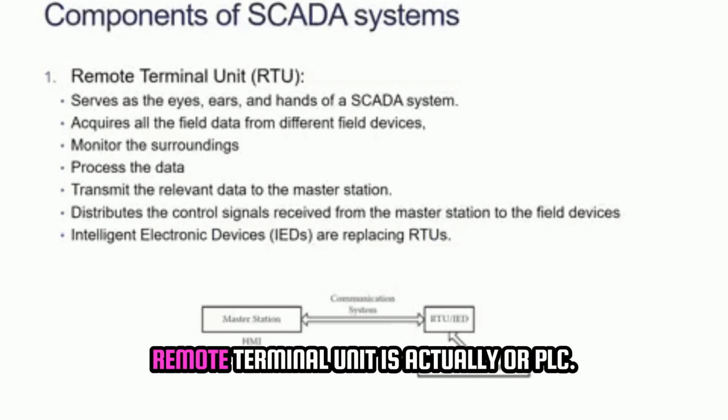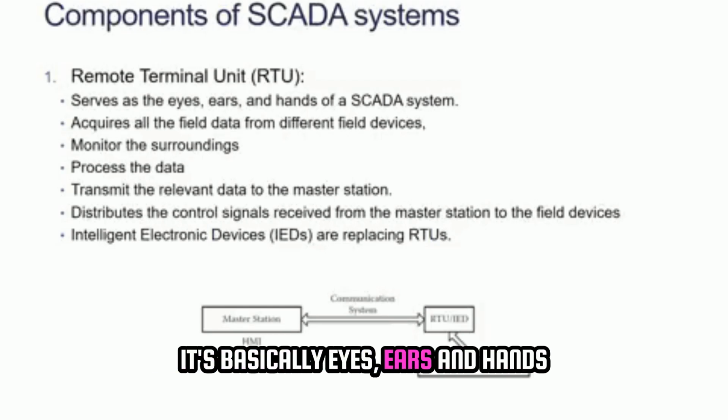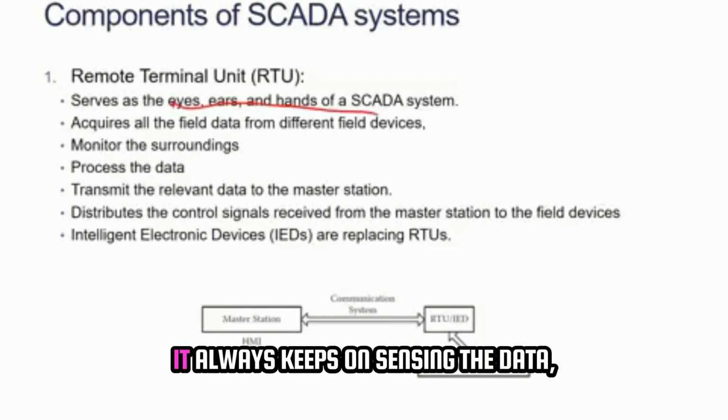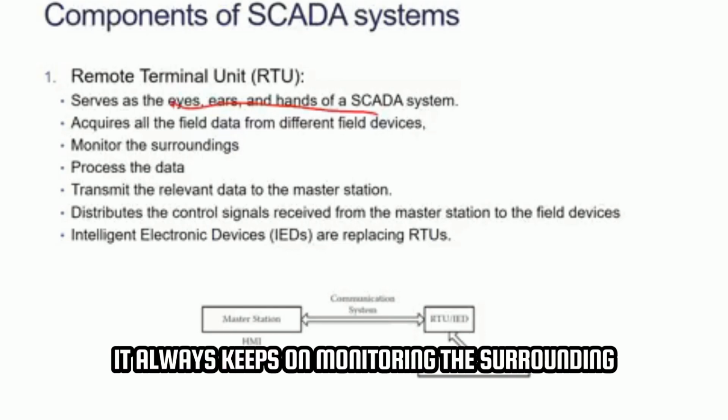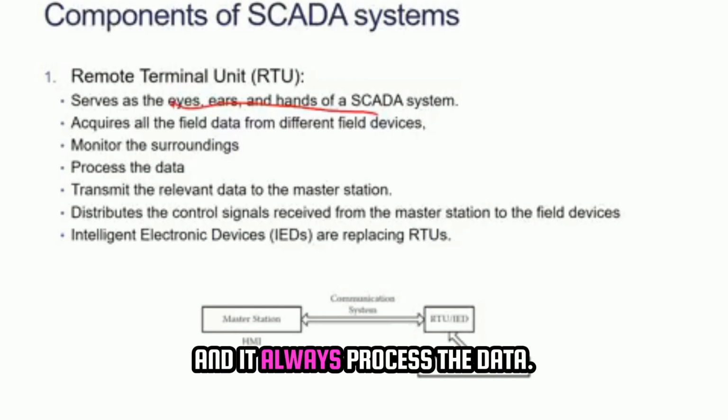Quickly, the remote terminal unit or PLC is basically the eyes, ears and hands of the SCADA system. It always keeps sensing the data and transfers it, and it can take a decision on its own. It always monitors the surroundings and processes the data.